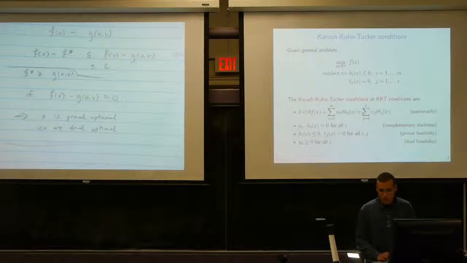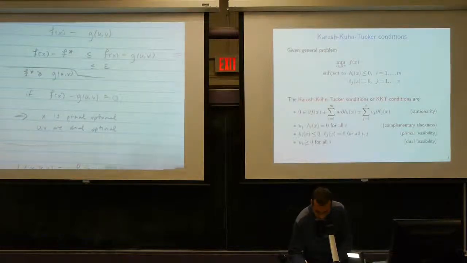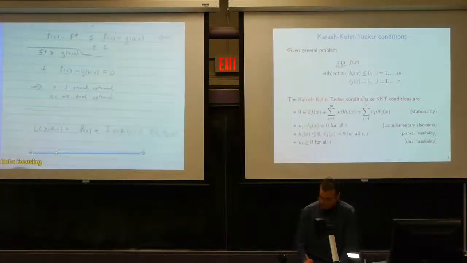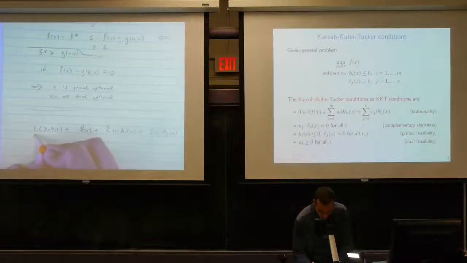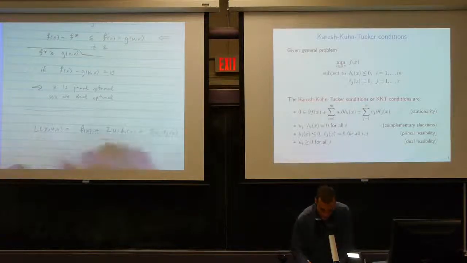The first is often called the stationarity condition. It's that if I take a subgradient of the Lagrangian, remember the Lagrangian was L of x, u, v, it's f of x plus the sum of u_i h_i plus the sum of v_j l_j. This first condition, stationarity, says that if I take a subgradient of the Lagrangian with respect to x, then that must contain 0. So 0 is in the subgradient with respect to x of L of x, u, v.